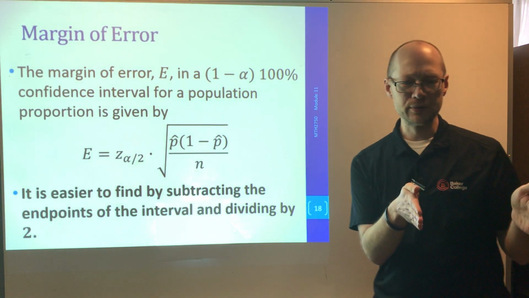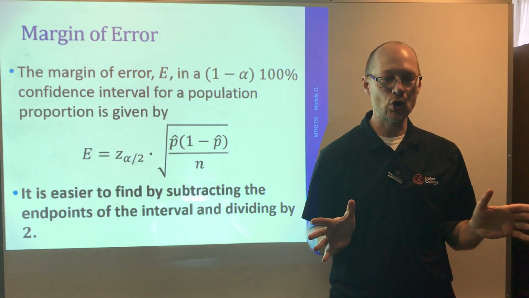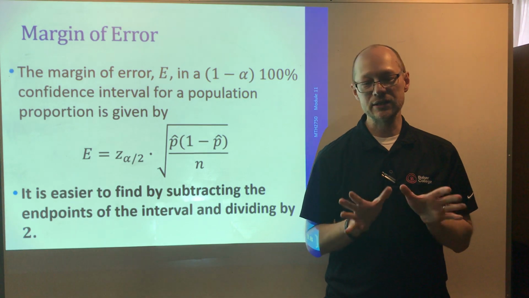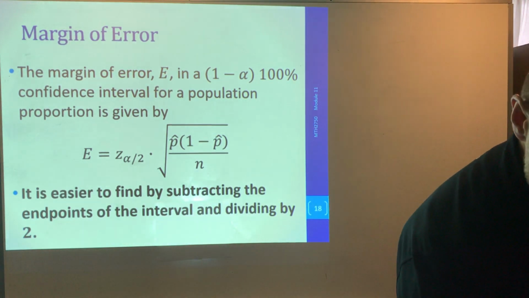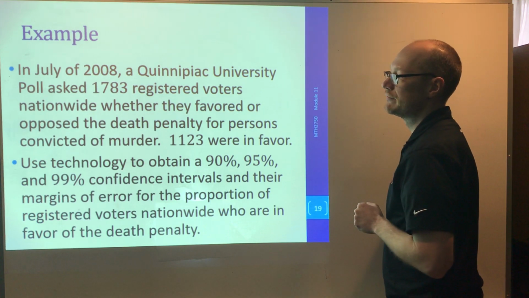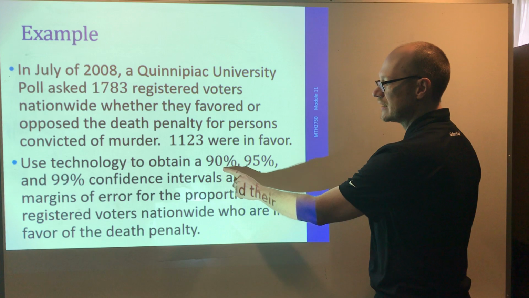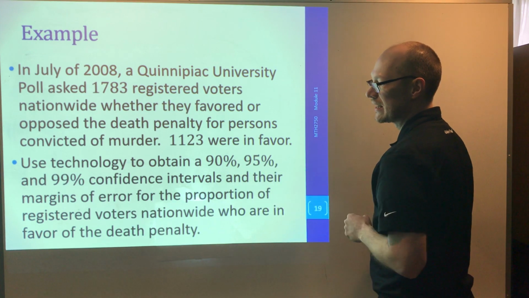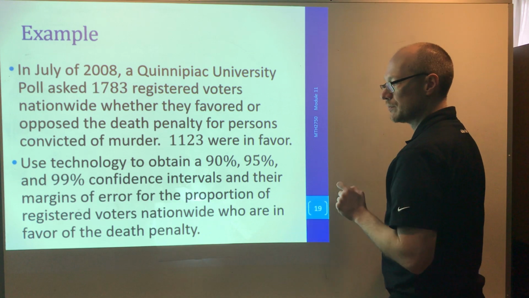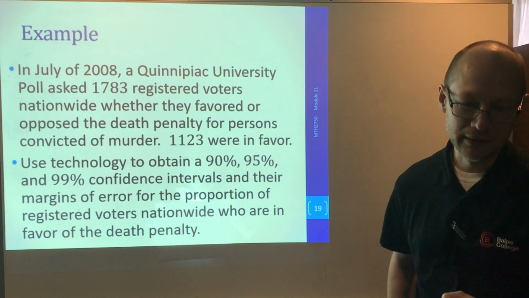And I'll show you in an example here in just a moment. So that is pretty much all of the conceptual ideas. Now let's get to an actual problem based on that same 1783 voters, 1123 were in favor. Use technology to obtain a 90%, a 95%, and 99% confidence interval and their margins of error for the proportion of registered voters who are in favor of the death penalty.